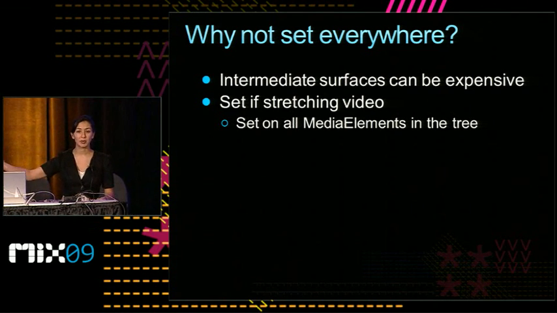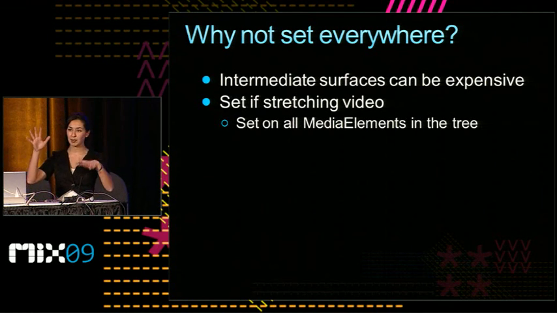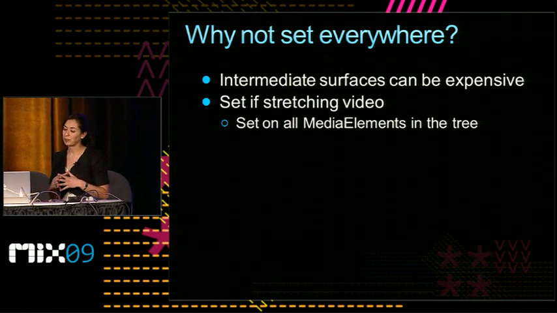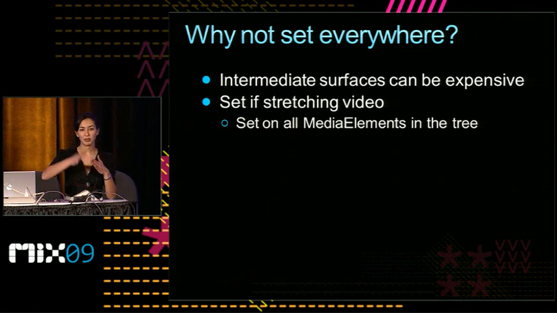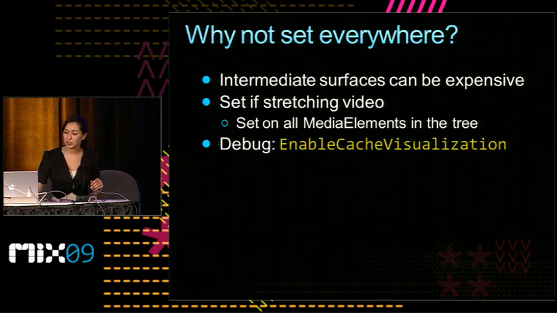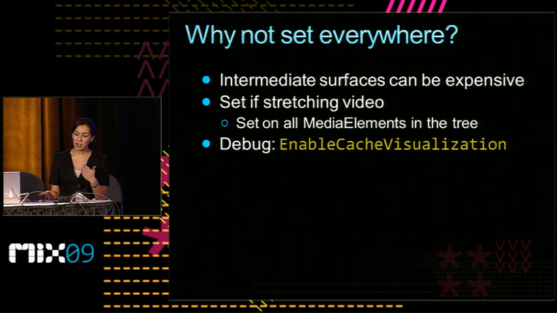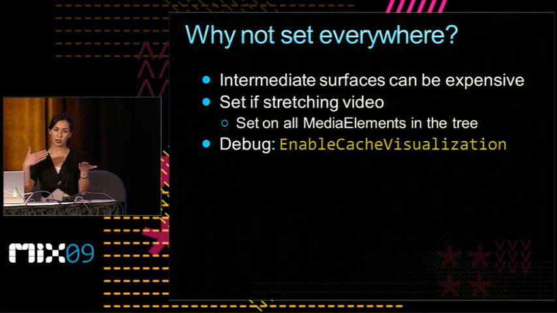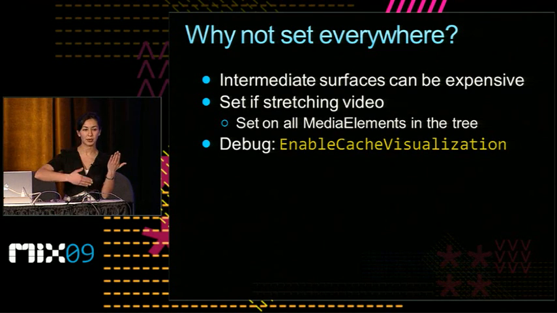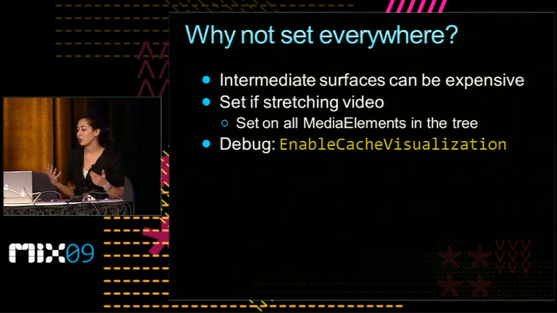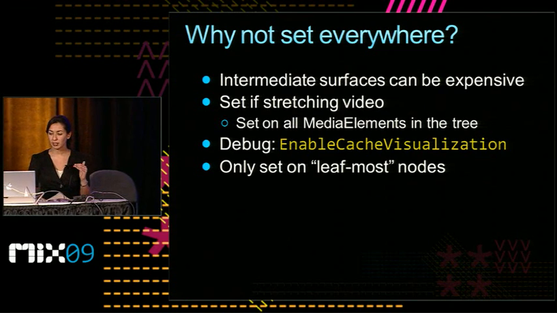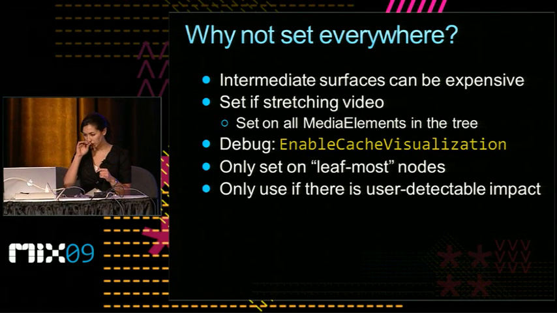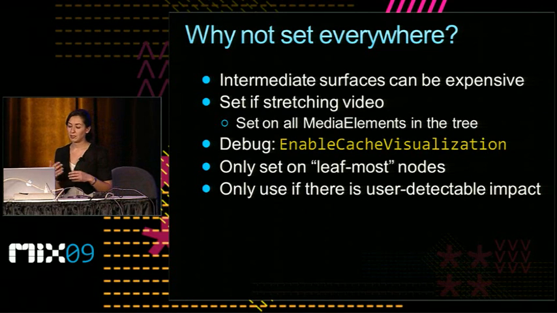So you definitely want to set hardware if you're stretching video. If you're doing any sort of adaptive streaming, et cetera, you definitely want to turn on hardware. If you have hardware already turned on, definitely set it on media elements for some minor nuances in the tree. For debugging, you want to turn on enable cache visualization, which will allow you to see exactly what intermediate surfaces are created. It enables you to understand how much video memory and memory you're using. And then again, you only want to set it on leafmost nodes, not nesting, caching, and uncaching nodes. And of course, only set it if there's user detectable impact.